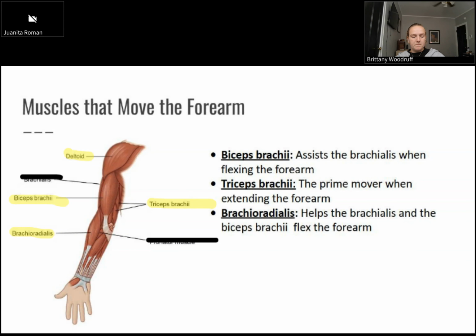Juanita? Yeah, so you said the biceps relax and the triceps contract. When the triceps are contracting, the biceps are relaxing. When the biceps are contracting, the triceps are relaxing. So they're antagonists of one another. Okay. Thank you.